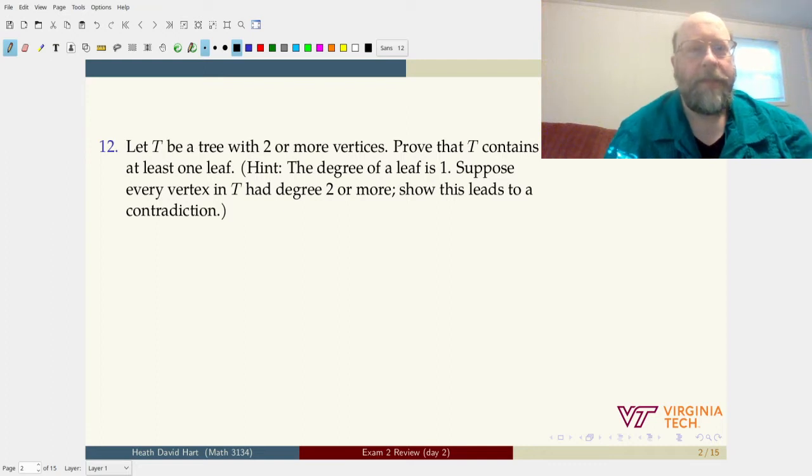So, let T be a tree with two or more vertices. Prove that T contains at least one leaf. That's, I think, pretty obvious. If you start with a parent, the parent can have children, and if these aren't leaves, then they have to have their own children. And then if these aren't leaves, they have to have their own children. We would have a problem if there wasn't a leaf somewhere on the tree.